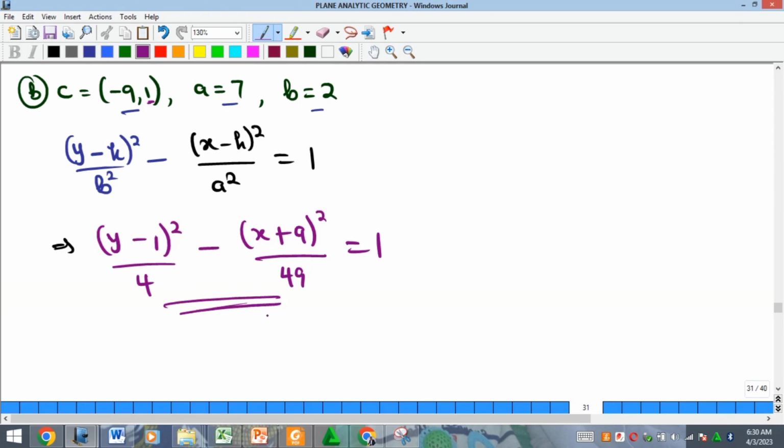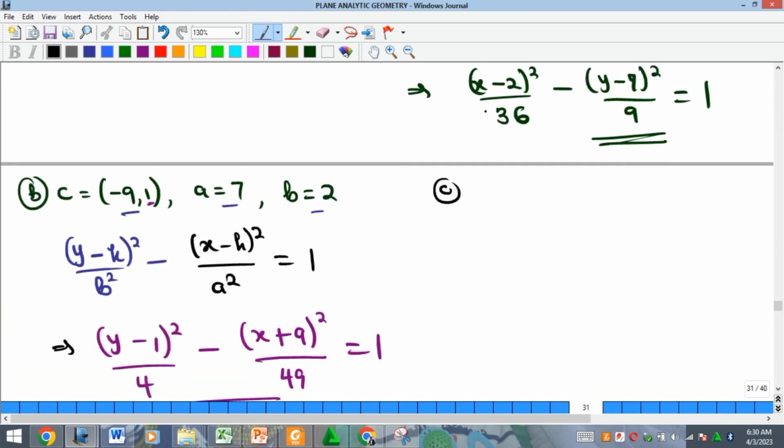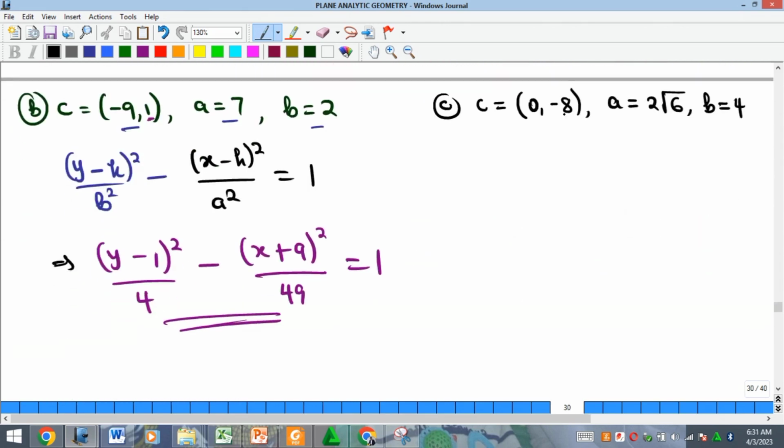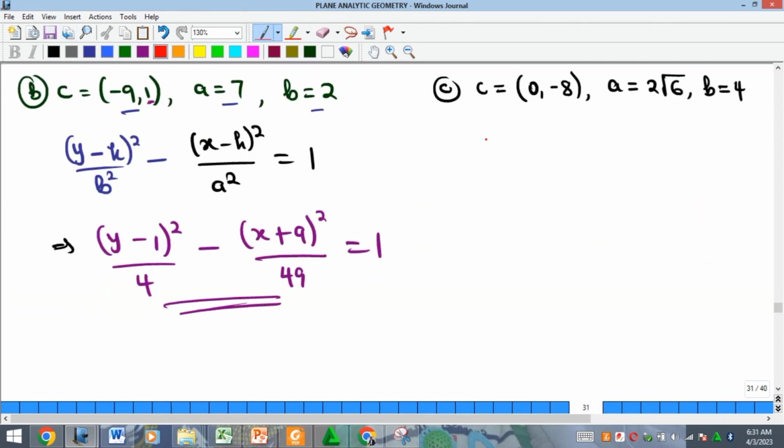So in this particular example, I'm quickly showing you how to generate your equations when you are given this information. And for the last one, which is C, here we are given that our center is this, our A is this, and B is this, and it opens to the left and to the right. Okay, so recall the equation. The only difference here is just the nature of the standard equation. If it opens to the left and right, x comes first. If it opens up and down, then y comes first.